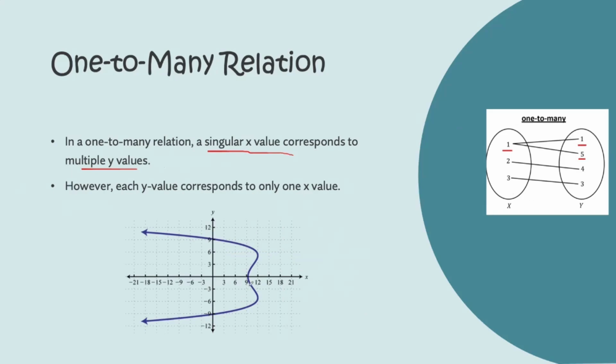If we look at this graph, for example, if we look at the number 6, it's giving us a value of about 8, and it's also giving us a value of -8 here. So one x value is giving us multiple y values. However, each y value only corresponds to one x value. So if we look at each y value here, it's only giving us a maximum of one x value. For example, 3 only corresponds to this x value here. The number -3 is only corresponding to this x value. We're not getting more than one x value.